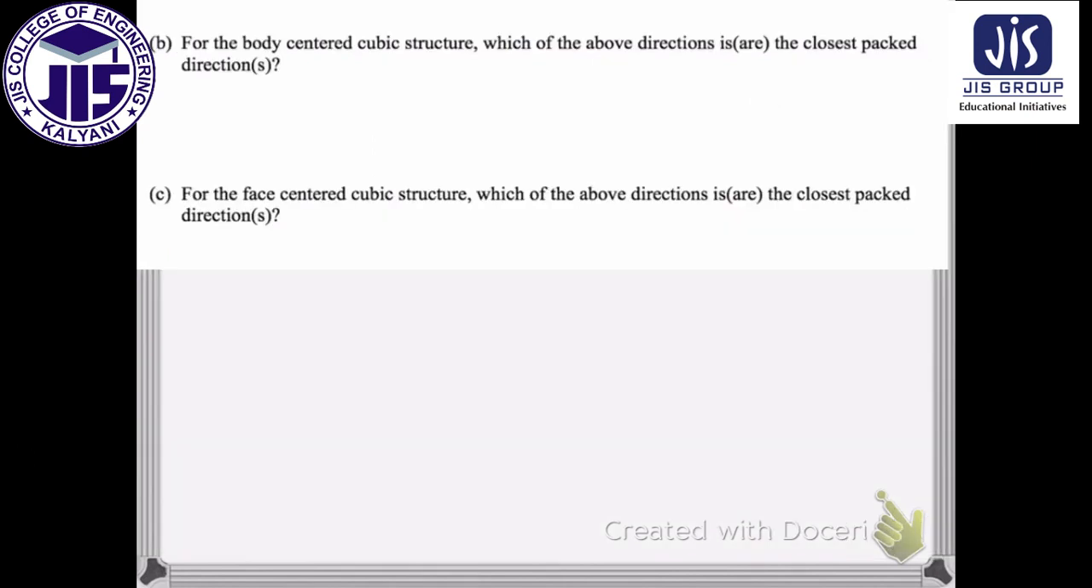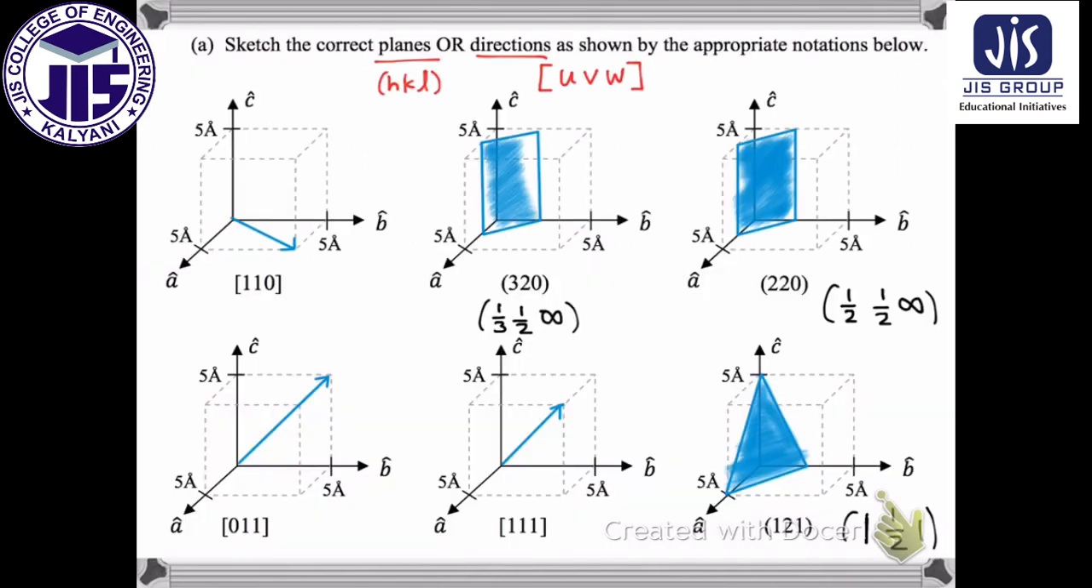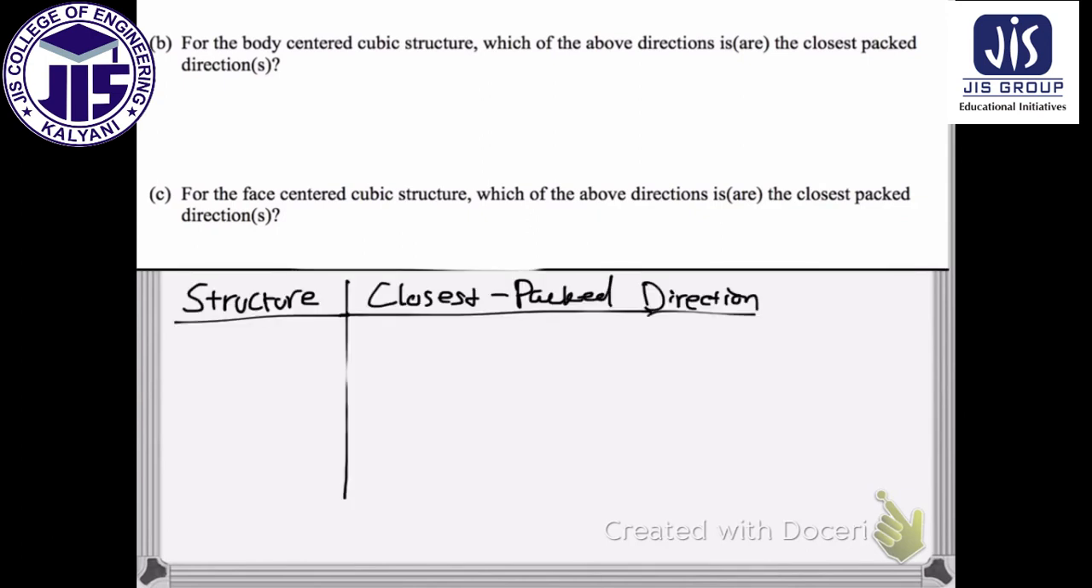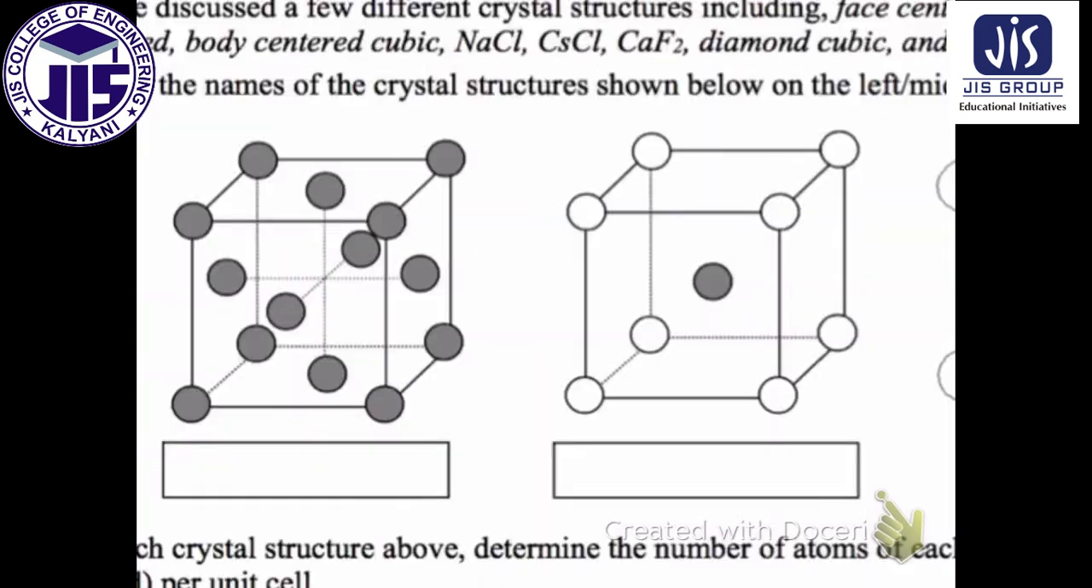Alright, so now if we want to answer these questions, it says, for the body-centered cubic structure, which of the above directions, or in this case previous directions, are the closest packed directions? So looking at these, we have to figure out which is the closest packed direction for body-centered cubic. So first, before we can even answer that question, let's go over the types of structures briefly and quickly. We're going to just look at these three structures: cubic, body-centered cubic, and face-centered cubic, to give you an idea of what they look like real quick.